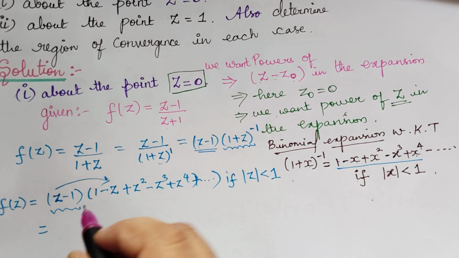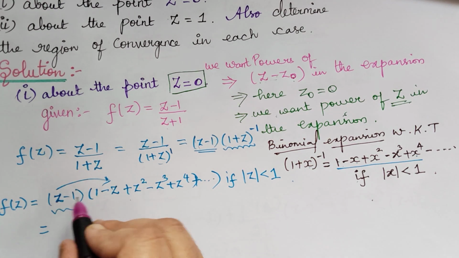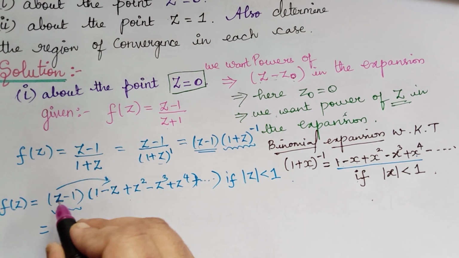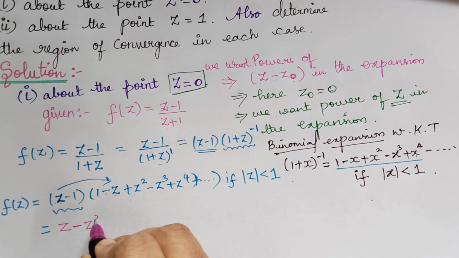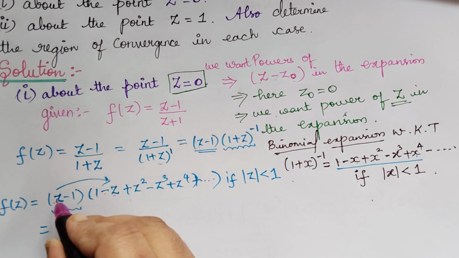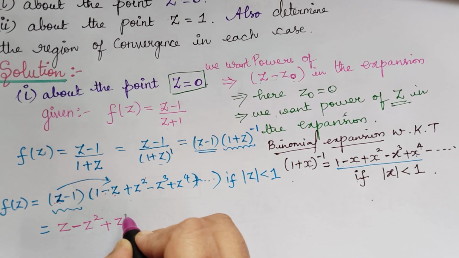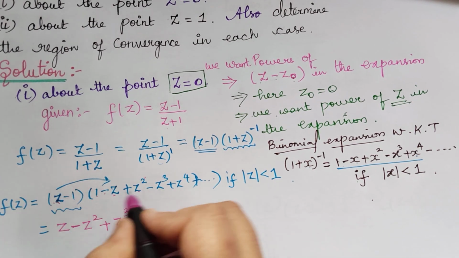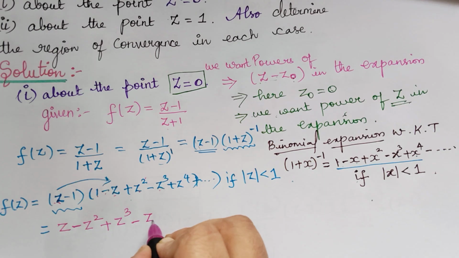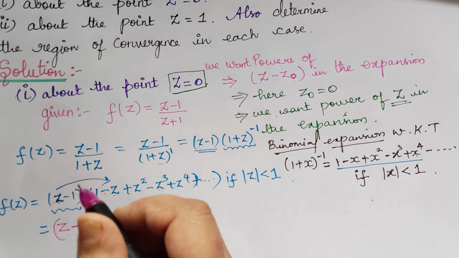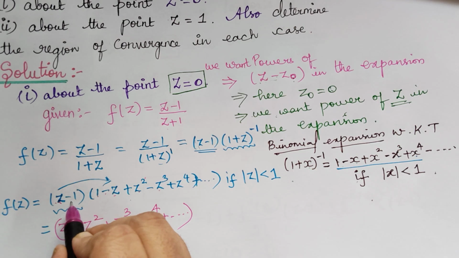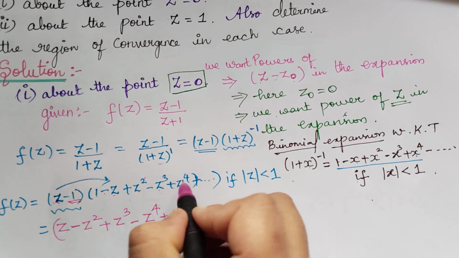So when z is multiplied with each of the terms, first it is multiplied with 1. So z, plus into minus is minus, z into z is z square, and then plus z cube, minus z multiplied with z cube becomes z power 4, and this series keeps on going like this. And now we will multiply this minus 1 with each of the terms.